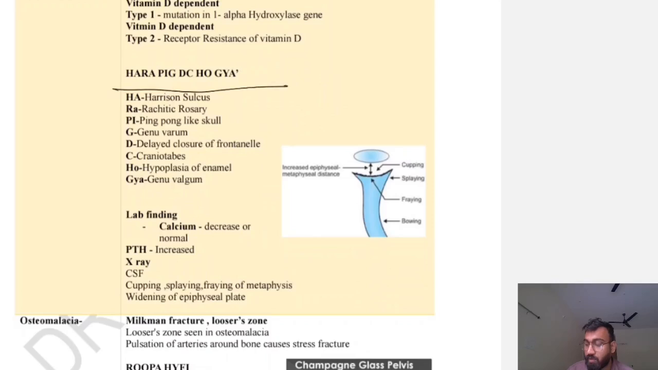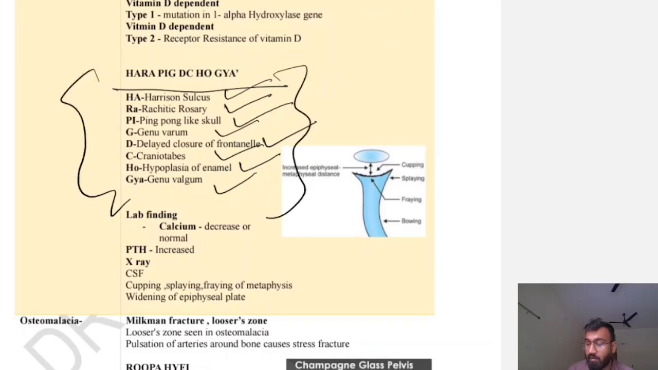Now the various features, the mnemonic. What is the mnemonic? Harrison sulcus, rachitic rosary, ping pong like skull, genu varum, delayed closure of anterior fontanelle, craniotabes, hypoplasia of enamel, genu valgum. These features are seen in rickets. So you can remember by the mnemonic.